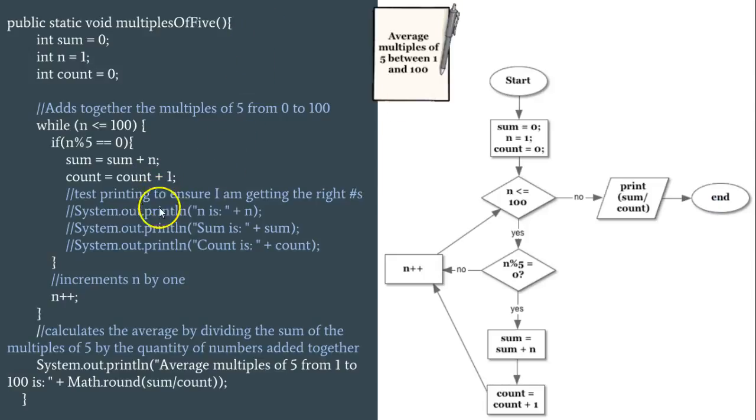And I put in sort of blue my comments so you can see how I'm testing my code. So first of all, everyone needs to comment their code. A lot of you are not commenting at all, and you're losing points, and you're going to end up losing more and more points as you go on. So definitely start commenting your code. So I'm going to add together the multiples of 5 from 0 to 100. And I guess that should say 1 to 100.